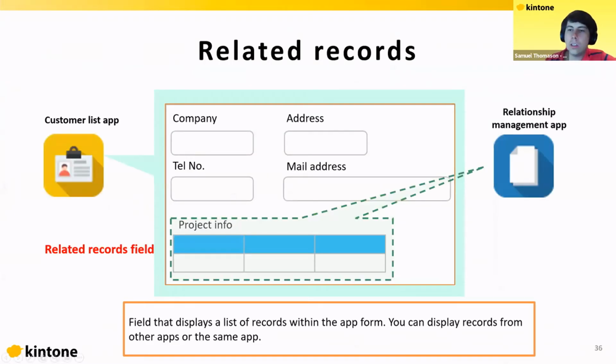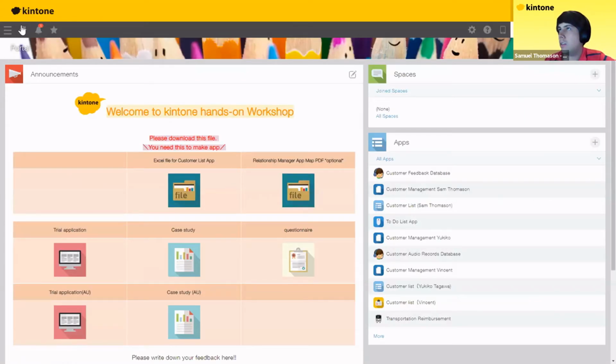Now I'd like to show you another cool Kintone feature called Related Records. This is going to let us display records from one app in another. So back to Kintone. Please go back to the home page, click that home button if you haven't already, and then go to your app section.